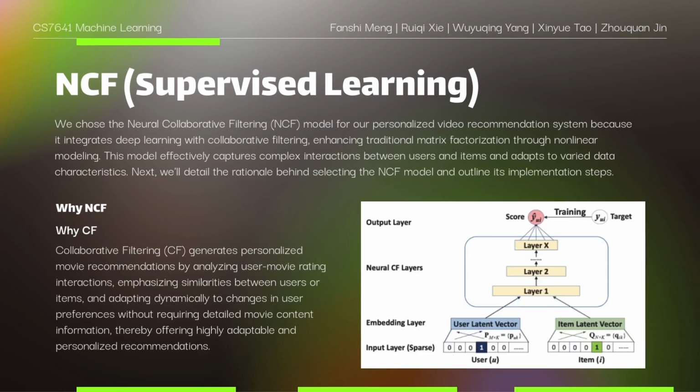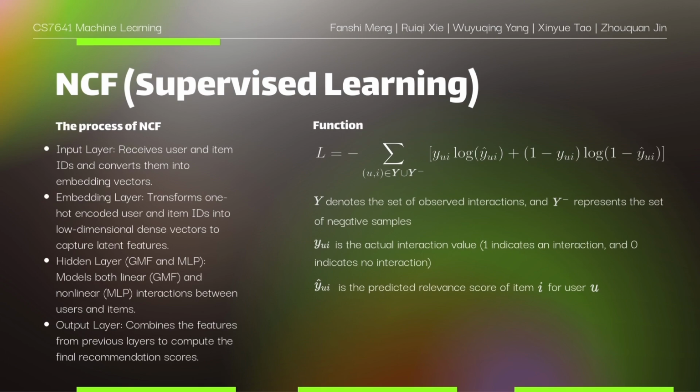The NCF model starts with an input layer, in which user and item IDs are transformed into embedding vectors to capture latent features. In the embedding layer, these IDs are converted into dense vectors. The hidden layer, consisting of GMF and MLP components, models both linear and nonlinear interactions between users and items. Finally, the output layer synthesizes interactions to compute the final recommendation scores, optimized through a loss function that balances observed and negative interactions for accurate relevance scoring.